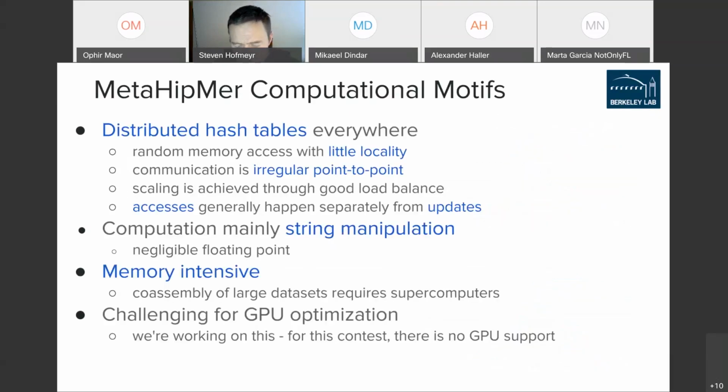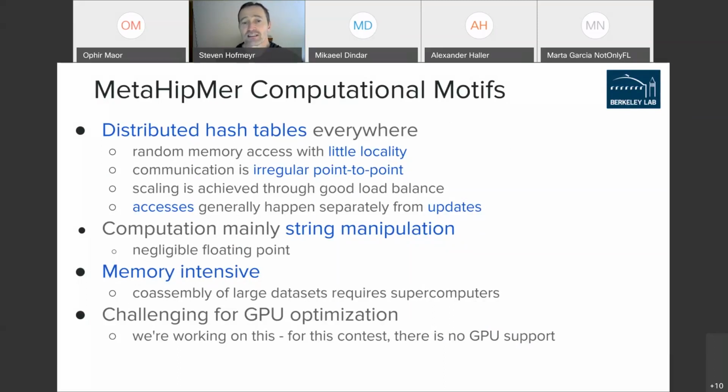So MetaHipMer2 is not a typical scientific application. It has very different computational motifs from your normal scientific application. The most common computational motif is a distributed hash table, and they happen to be everywhere. These hash tables have basically random global memory access with very little locality. The communication tends to be asynchronous, irregular, and point-to-point.